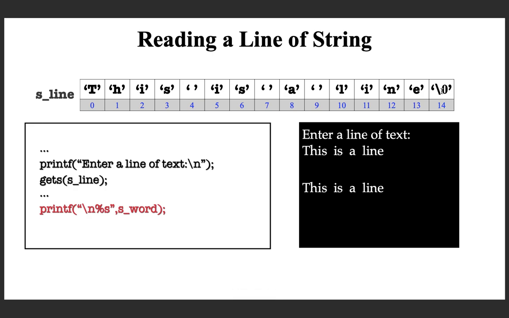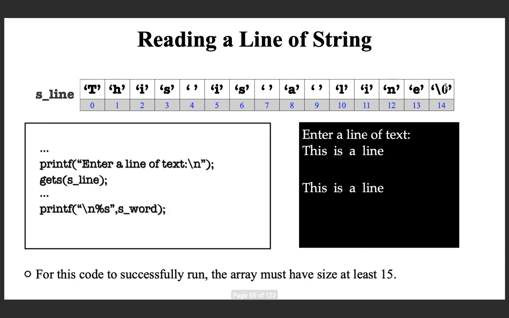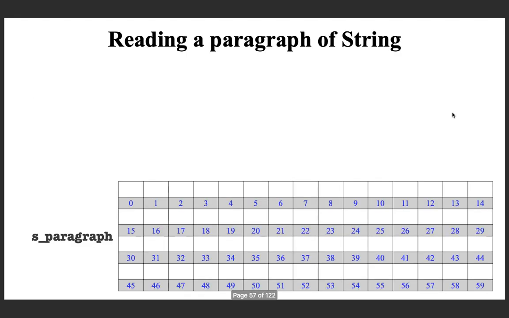And if you print it, see that the same %s is now printing a sentence, not a word. That means the %s in the printf will continue to print until it gets to the first \0. That's what I'm saying. So %s can be used to print any null terminated string. It could be a word or a paragraph or a sentence or even a complete text. And for this code to run, the minimum size of the array should be 15.